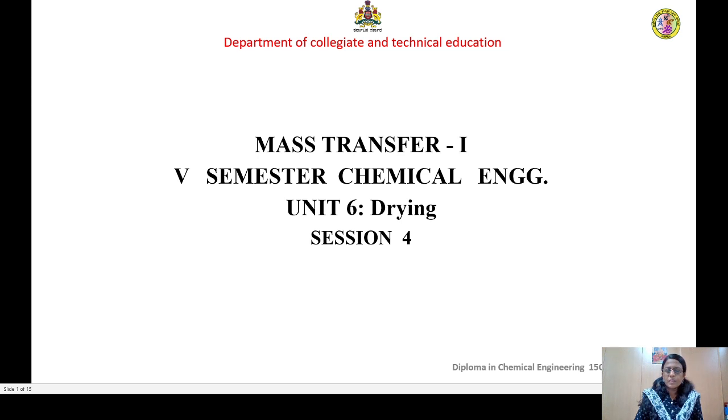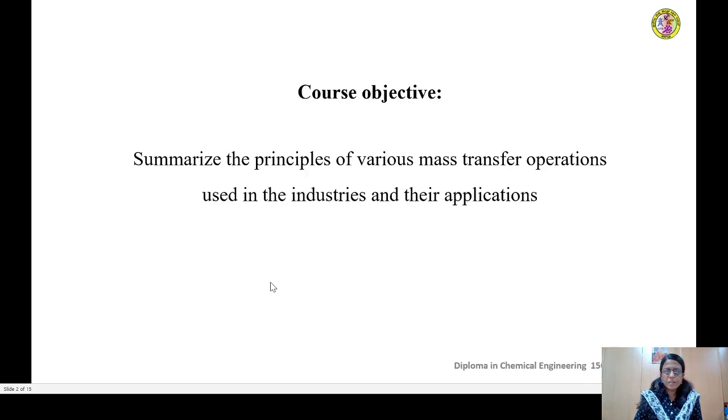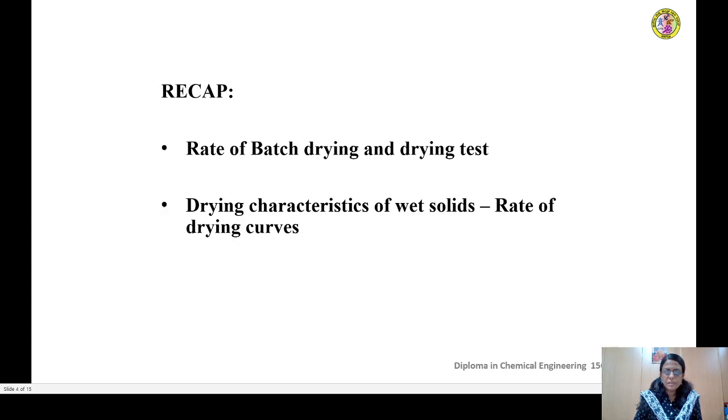So as you all know, we are discussing the operation of drying in the sixth unit of the course. We have completed three classes on the topic, so this is our fourth class, in which we are continuing the discussion that we started in the previous class. In the last class, we learned about the drying test and the rate of batch drying, and also discussed the drying characteristics of wet solids with the help of drying rate curves that can be plotted by using the results obtained in a drying test.